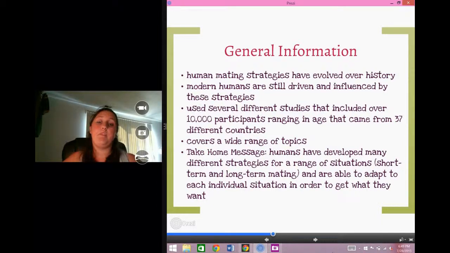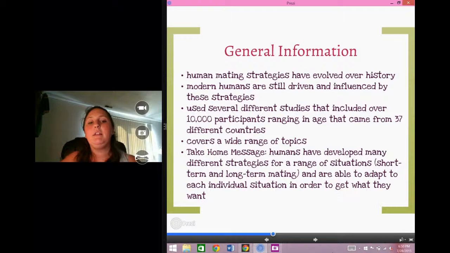This book uses and cites several different studies, including some of David Buss's own research, and also uses over 10,000 participants that range in age and come from 37 different countries around the world. The population, or the participants that are used in the studies, are also representative of the world population. Obviously, they come from 37 different countries, and there were participants from both industrialized countries and developed countries, and also from indigenous populations from around the world. So it's definitely a representative topic.